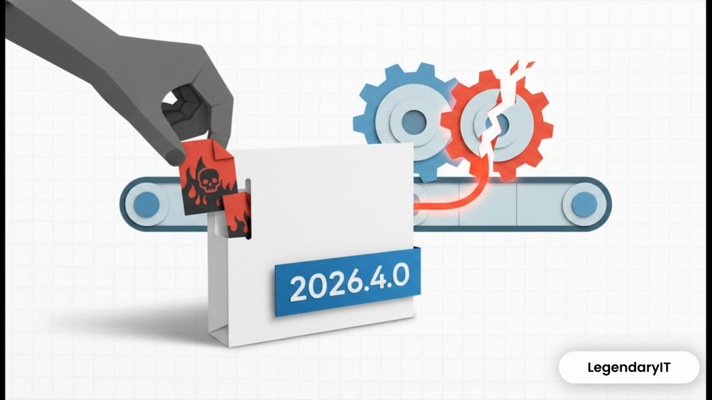The attack was surgical. The rogue package was version 2026.4.0, and the malicious payload was cleverly tucked away in a file named b1.js. But here's the crucial part. The entry point wasn't a bug in Bitwarden's own code. Instead, the attackers compromised a GitHub action inside their CI/CD pipeline, the automated system that builds and publishes the software, to inject their malicious code.